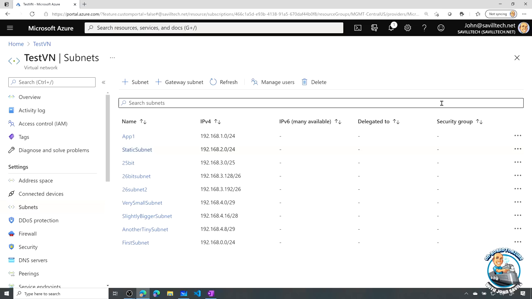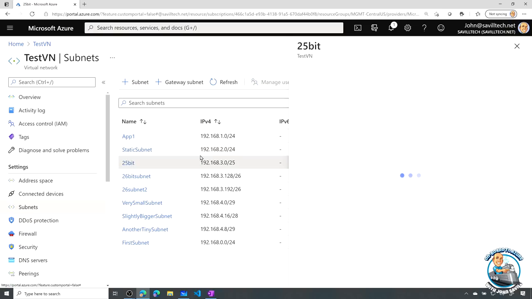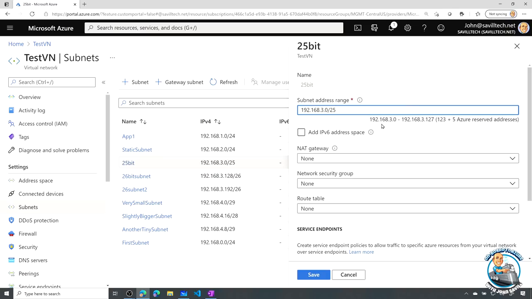But then what I did is I went and created a /25. So remember, that would have been 255.255.255.128. If we look at that network, we can see now it's .0 to 127, which is what we would expect. And again, we have 123 usable now because we lose five.